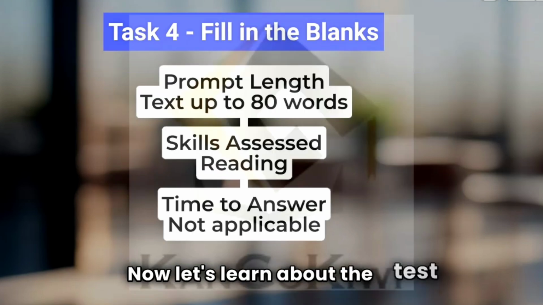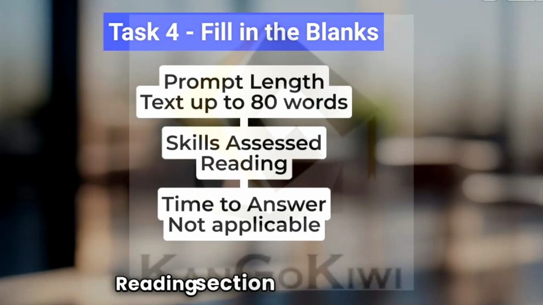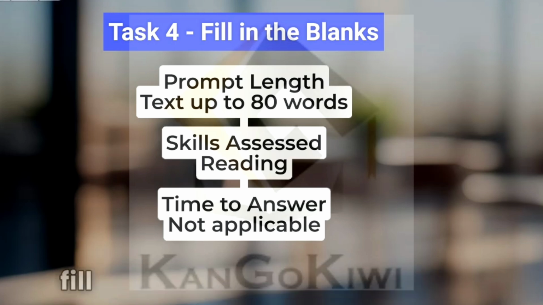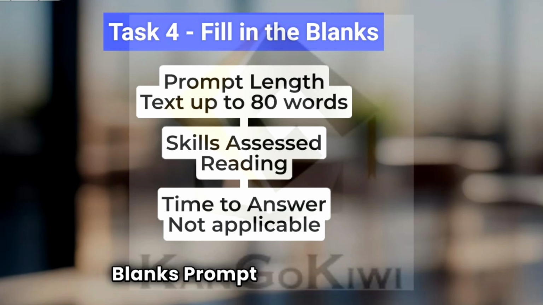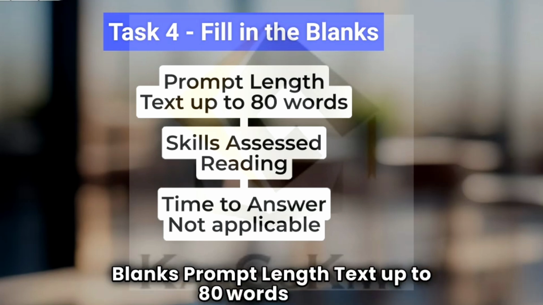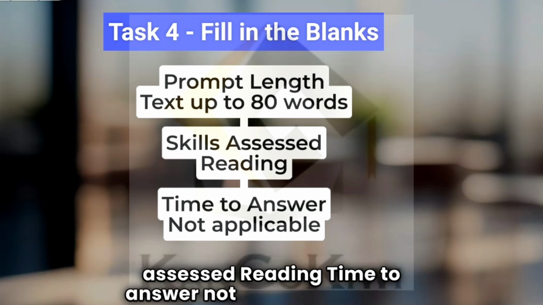Now, let's learn about the test format, tips, and scoring criteria of Task 4 of the reading section of PTE Core, that is fill in the blanks. Task 4. Fill in the blanks. Prompt length, text up to 80 words. Skills assessed, reading. Time to answer, not applicable.